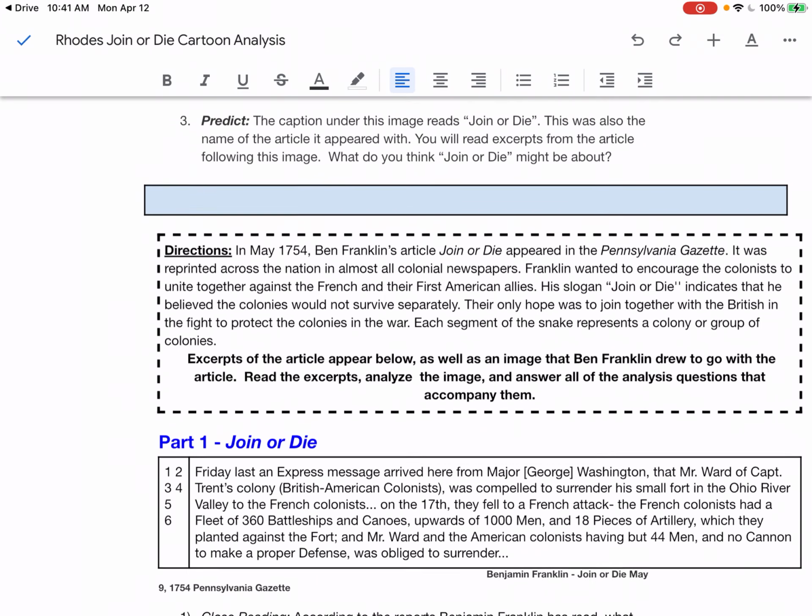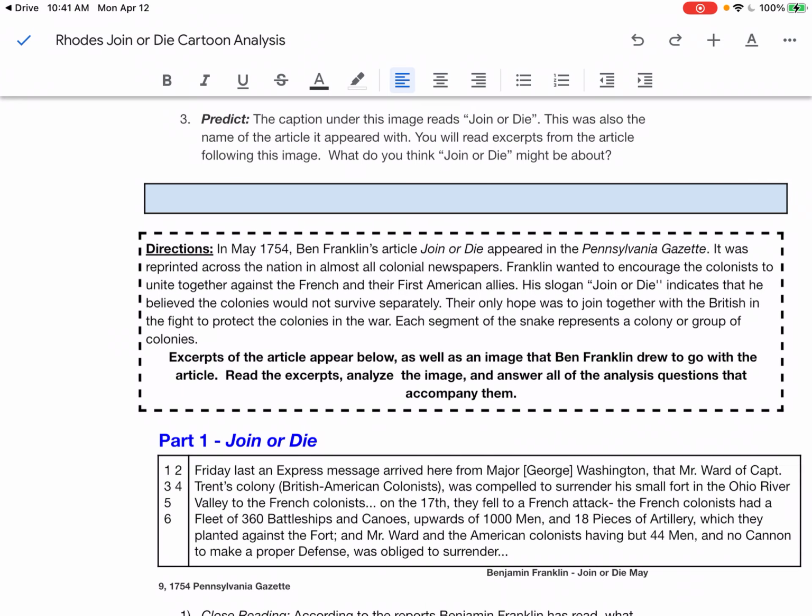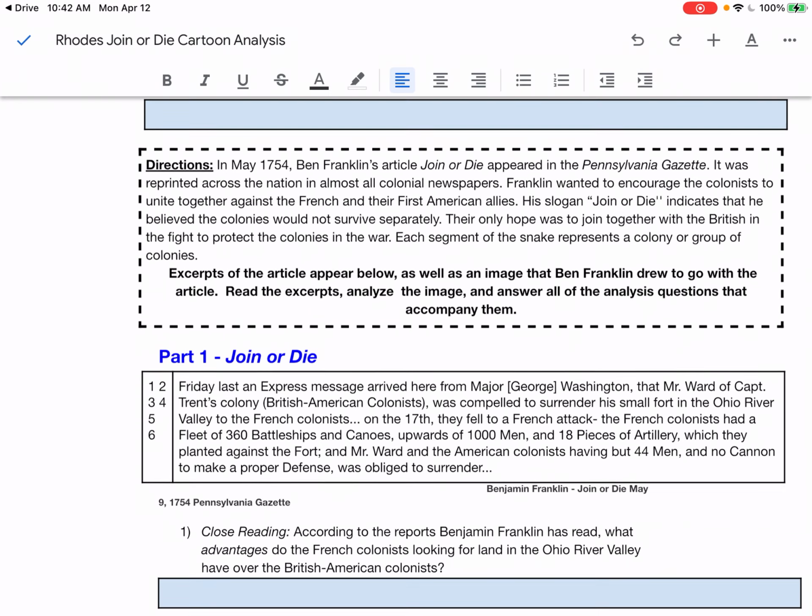The third prediction is the caption under the image reads join or die. This was also the name of the article that appeared with it. So we're going to read excerpts of that article and the following images. What do we think that this might be about, this join or die? Okay, so make a prediction there. All right, moving on then.